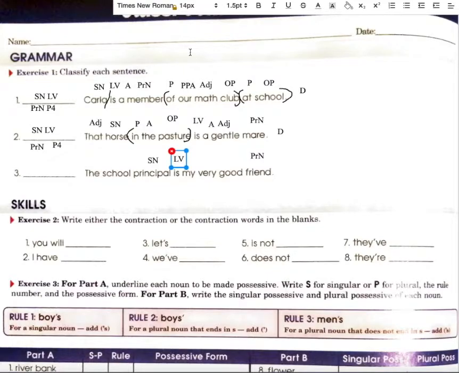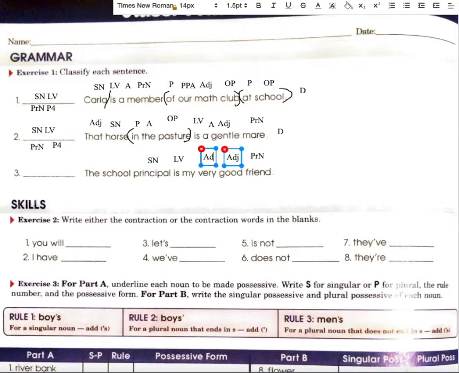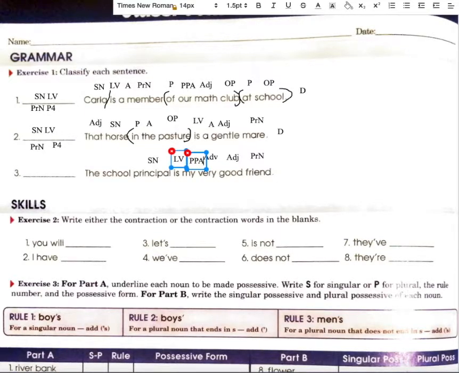What kind of friend? Good friend. Good is an adjective. How good? Very good. Very is describing good, so it's an adverb. Because remember, adverbs describe adjectives. Whose friend? My friend. My is a possessive pronoun adjective. What kind of principal? School principal, adjective. The is always an article adjective.